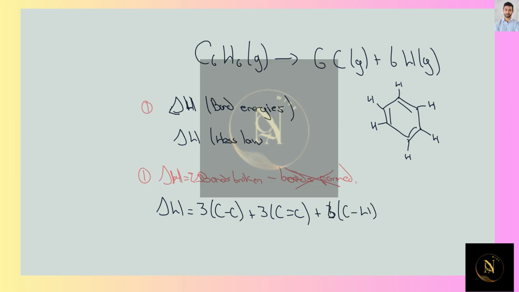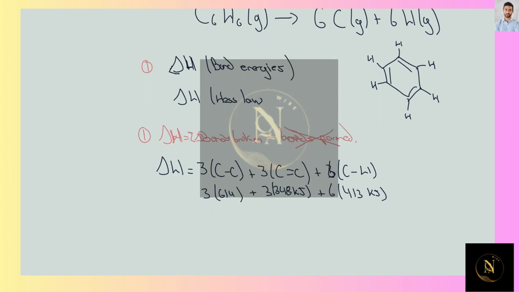So looking at these energy tables, they correspond to carbon-carbon is 348 kilojoules. Carbon-hydrogen corresponds to 413 kilojoules. And carbon-carbon with a double bond corresponds to 614 kilojoules. So the delta H for this reaction, using the first method, is equal to 5,364 kilojoules.